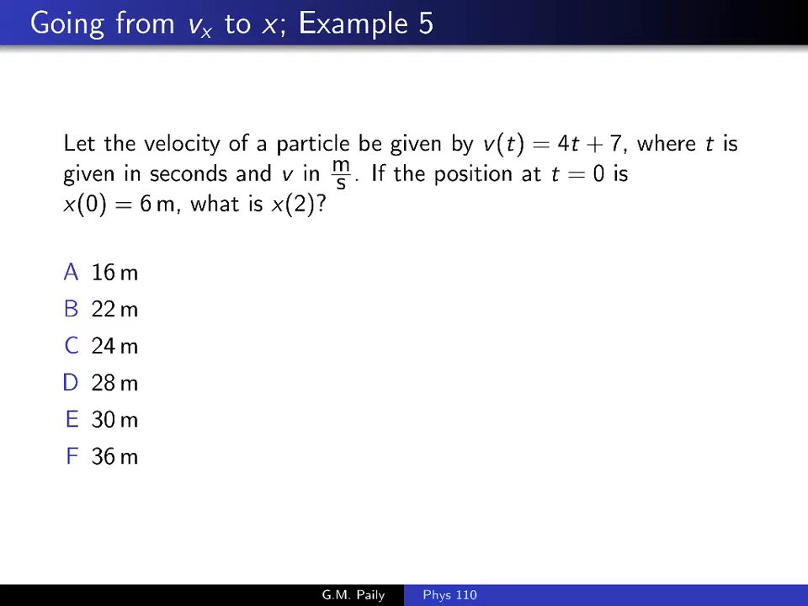Here is a non-graphical example. If the velocity of a particle is given by v of t is 4t plus 7, and if the position at t equals 0, x at t equals 0, is 6 meters, what is x at t equals 2?